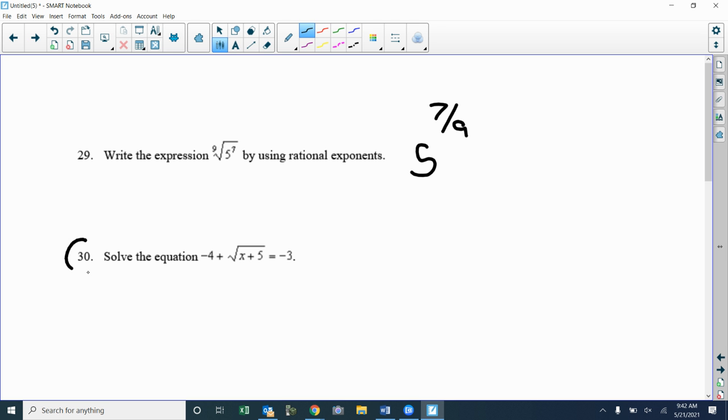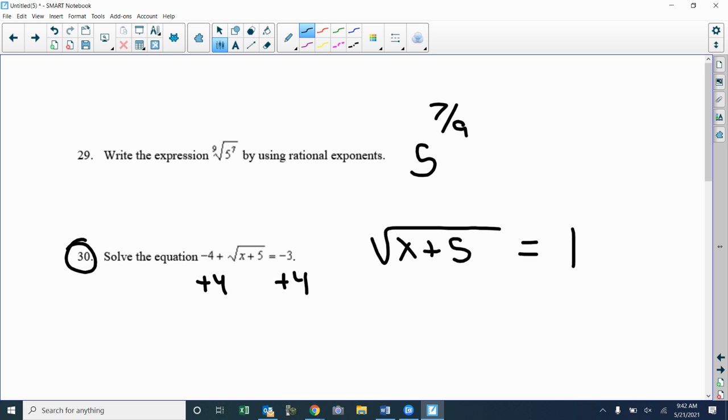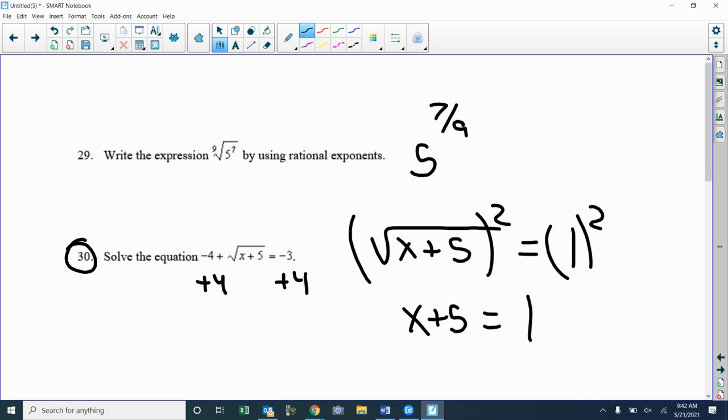Solve the equation for number 30. You've got to isolate the radicals, so to start with, I'm going to say plus 4 on both sides. Then I will be left with the square root of x plus 5 equaling 1. So we get it isolated. Now we'll take and square both sides. Squaring something squared becomes that. That, my friends, is just 1.